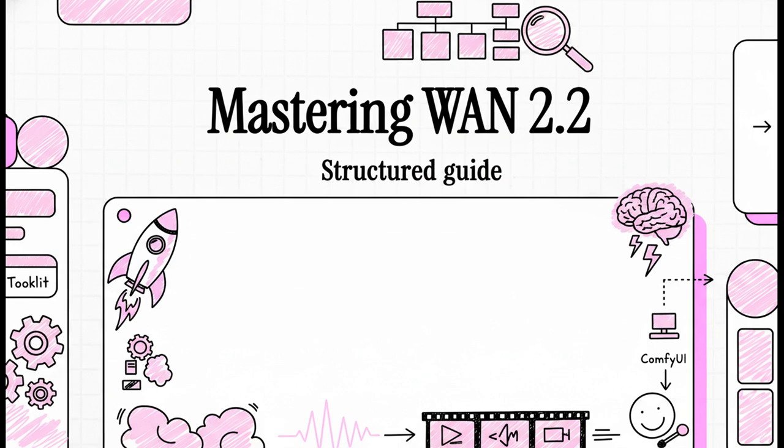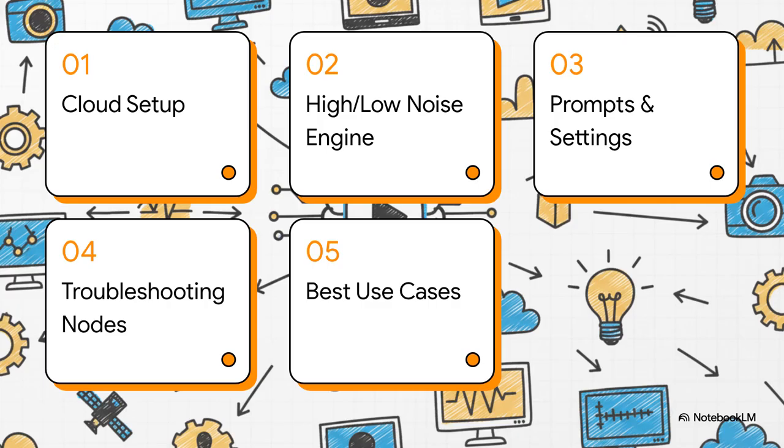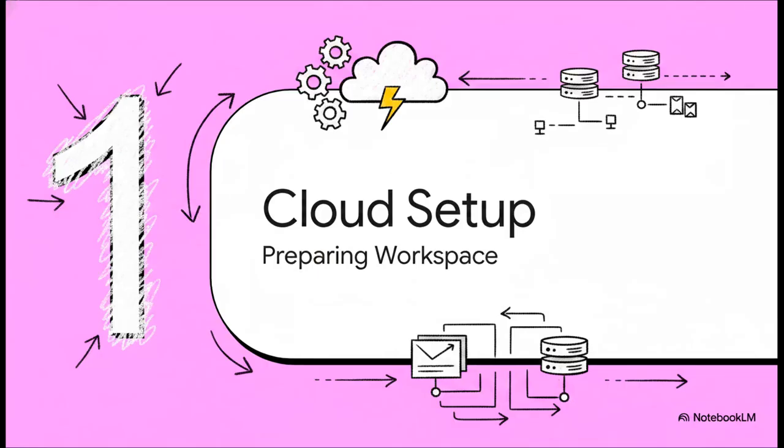So let's get started. Here's our game plan for today. We'll kick things off with cloud setup. Then we'll explore the high and low noise engine. Next up is prompts, settings, and LoRAs, followed by troubleshooting missing nodes, and we'll wrap it all up with best use cases.